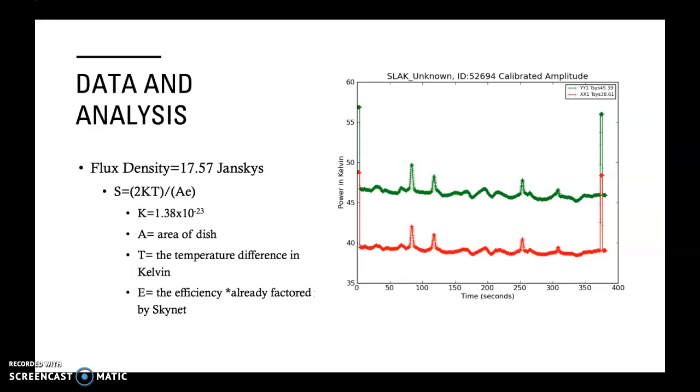314.16 meters squared using the area of a circle formula and the known diameter of 20 meters. The temperature was found by looking at the calibrated amplitude graph on the right and taking the peak height and the baseline temperatures of 42 and 40 and subtracting them to get 2. Multiplying all this data together, we got a number that then needed to be divided by 1 times 10 to the negative 26 to convert the unit. In the end, we got our flux density to be 17.57 Janskys.